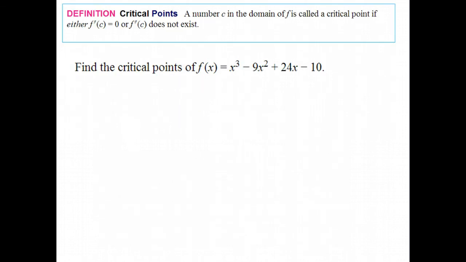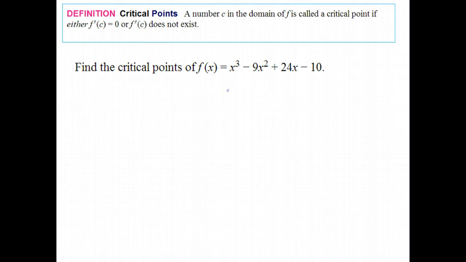Now, those points are called critical points. The critical points are where f prime is either not defined or equal to 0. And so we're going to be asked to find critical points and talk about whether those are actual points on the graph or undefined points on the graph.